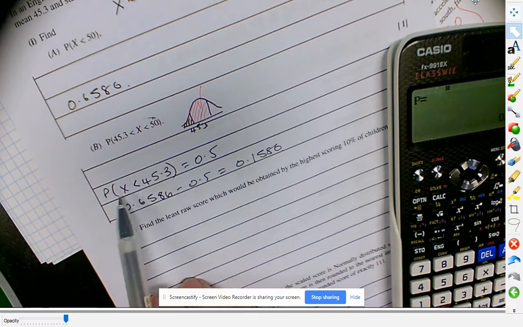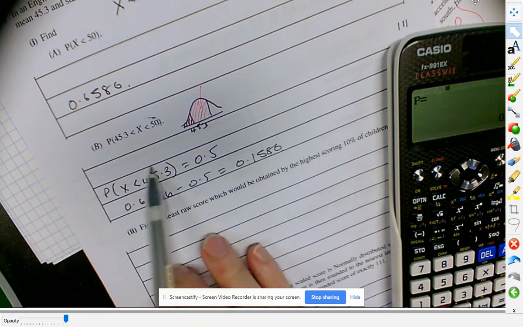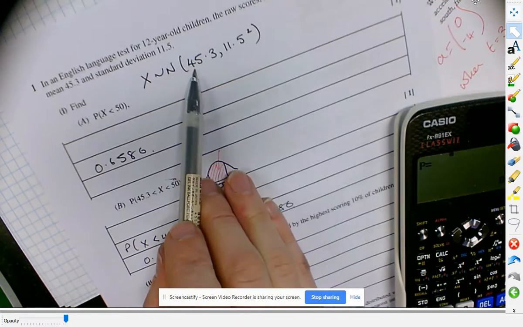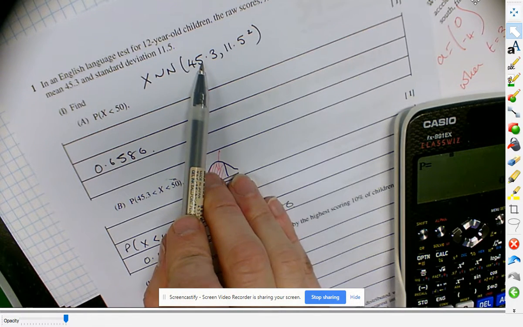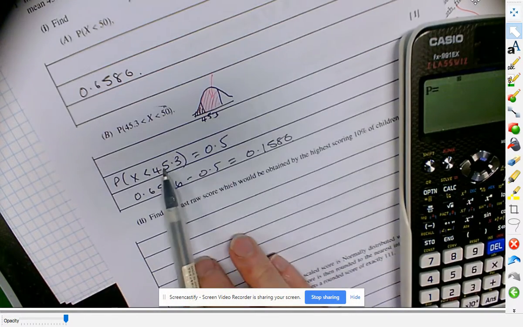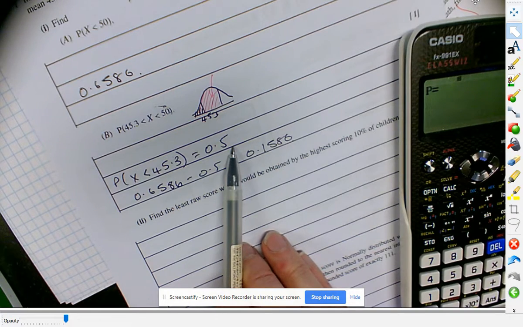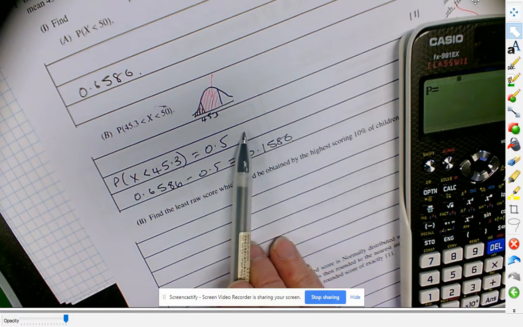All right. It's not a mistake to do what I've just done. I didn't need my calculator to do this because I knew the mean was 45.3. If I'd just engaged my brain for 10 seconds, I would have known that that is 0.5 because half the people are below the mean and half the people are above the mean.